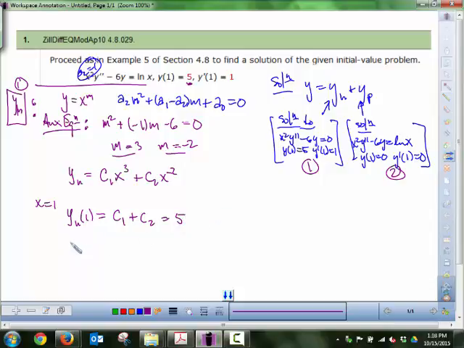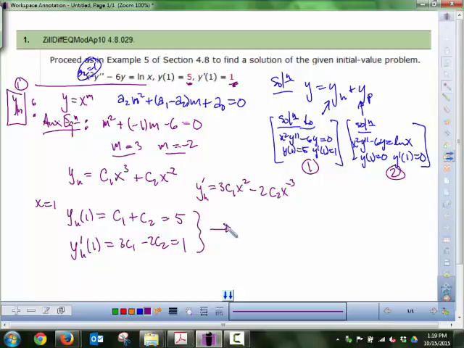And then we need to take derivatives. So let's put our derivative over here. y sub h prime is equal to 3 C1 x squared. And then the derivative of the second term is negative 2 C2 x to the negative 3 power. So when we put 1 into the first derivative, we get 3 C1 minus 2 C2, and that is supposed to equal 1.